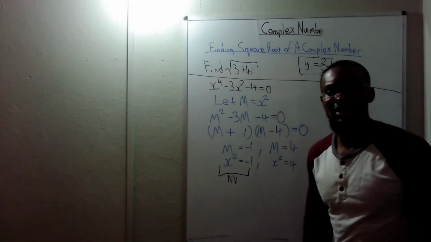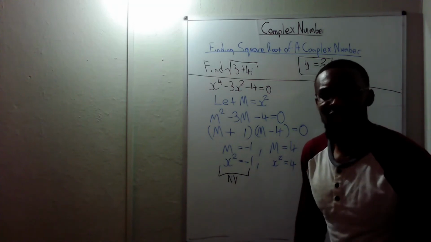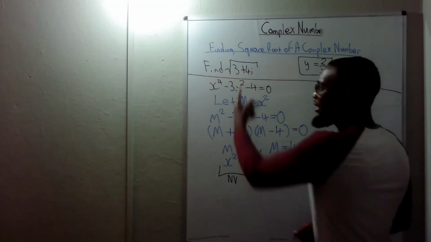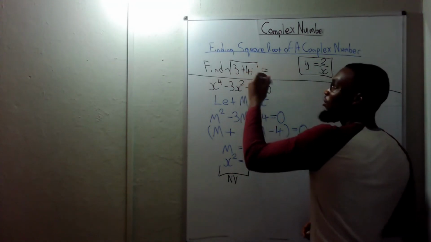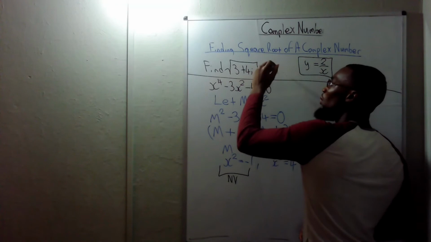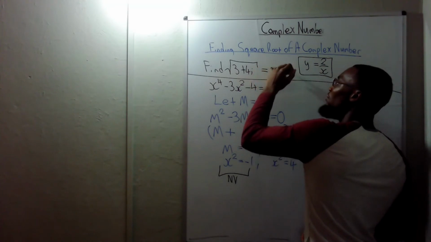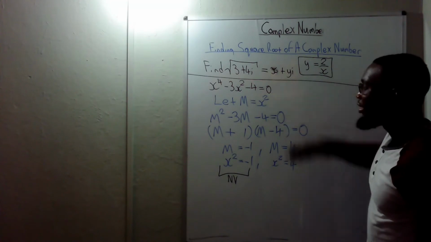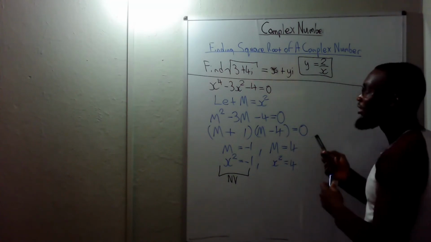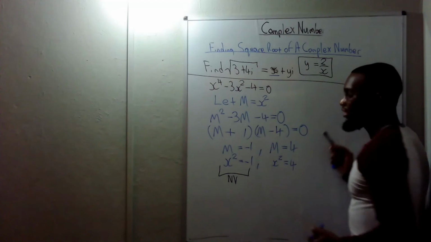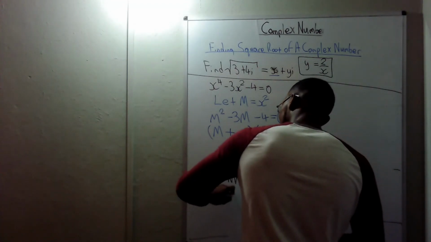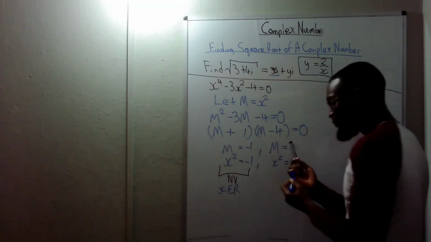How do we know that? X cannot be an imaginary number. Remember, x has to be real. Remember we said that the square root of 3 plus 4i is x plus yi. If we're calling it x plus yi, x cannot be an imaginary number. X has to be a real number. So therefore, this is not valid because x has to be an element of the reals.